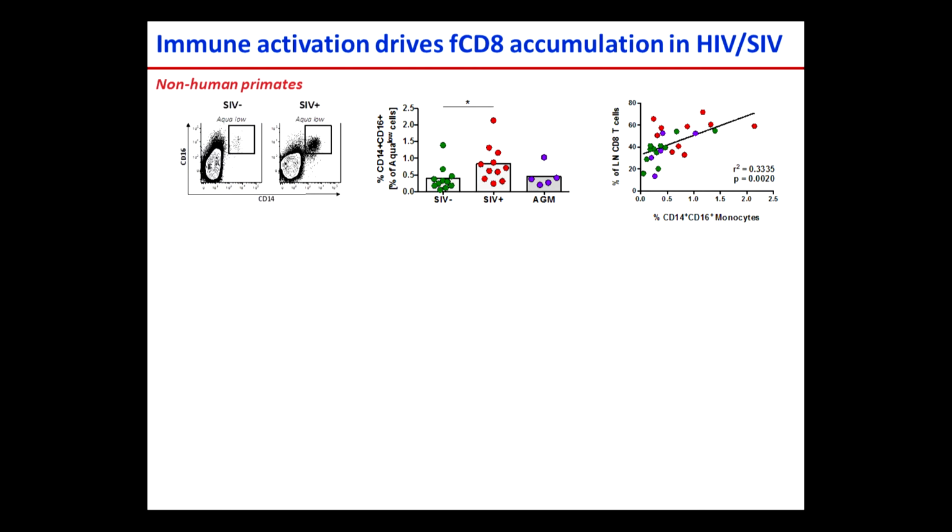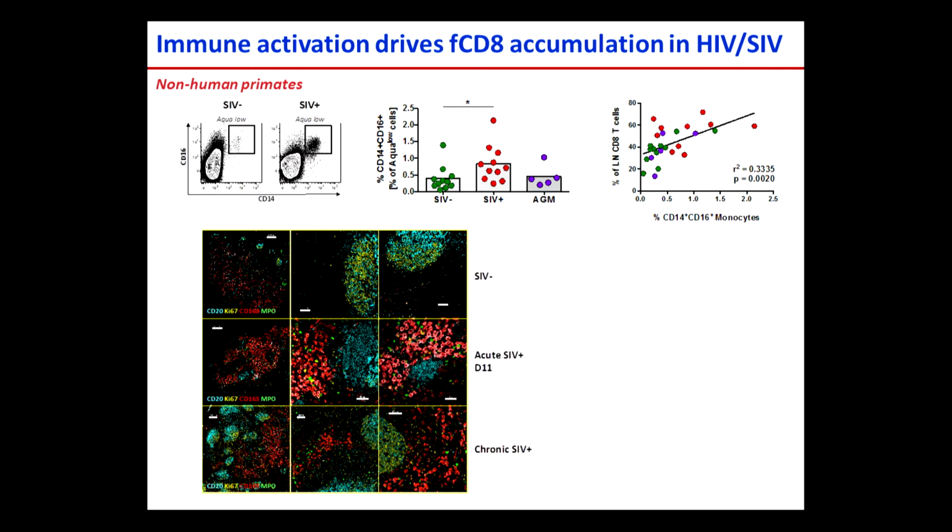This can be seen visually here. So this is an SIV uninfected monkey. This is an acutely SIV infected monkey, and this is a chronically SIV infected monkey. What you have here in the red and the green is CD163, a monocyte marker, and myeloperoxidase. So these are activated monocytes, and what you see is this incredible accumulation of these activated monocytes with SIV infection.